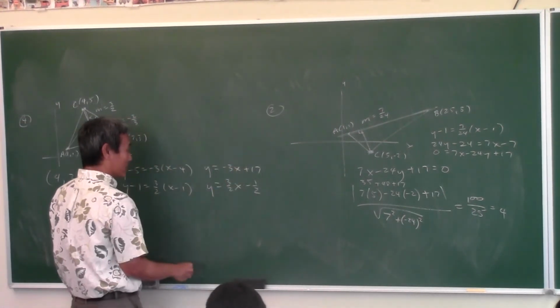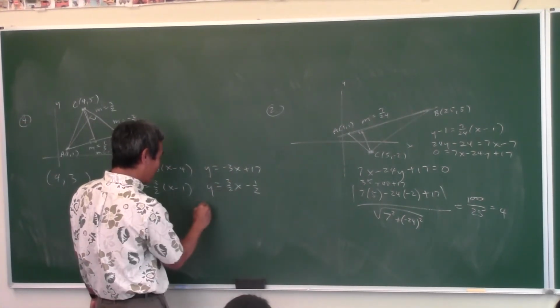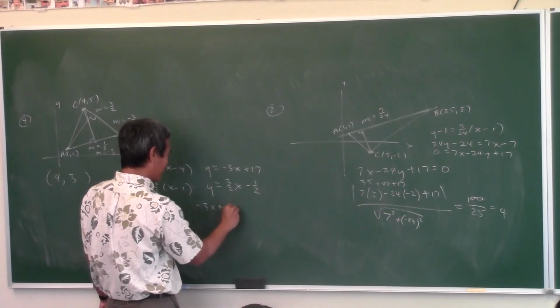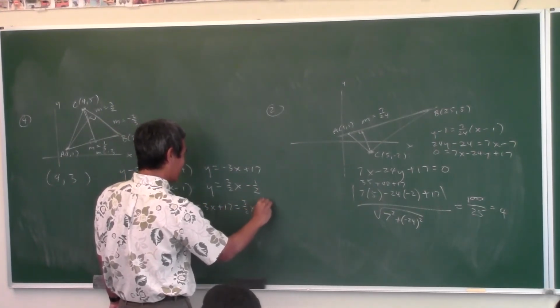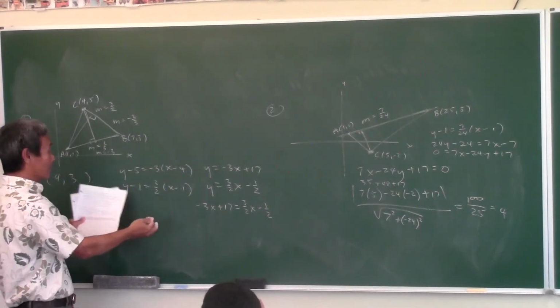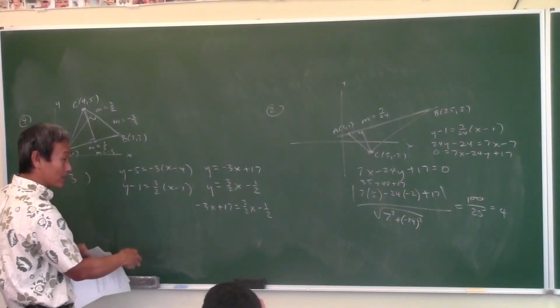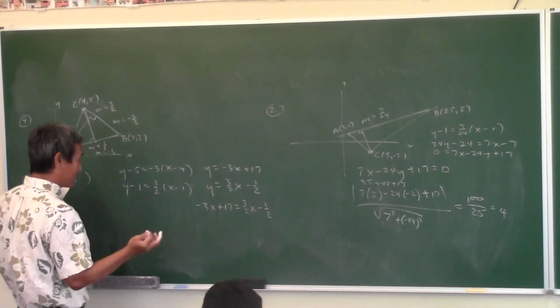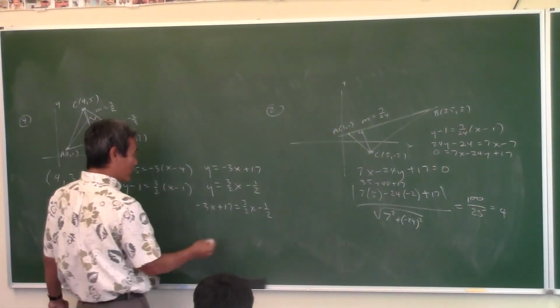Now, what do you want to do? Substitution. Substitute that there. -3x plus 17 equal 3/2 x minus half. I don't care. I'm not going to even look at your work. I'm just going to see, did you write the correct equations? Did you come up with the correct point? Because we already took algebra 1 already. What would you do now?